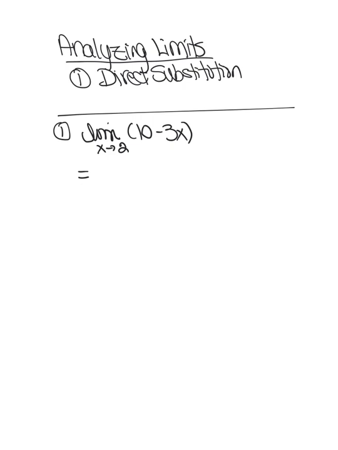In direct substitution, we're going to take this value here, and we're going to go into our function, and everywhere there is an x, we're going to replace it with a 2. So this becomes 10 minus 3 times 2, or 10 minus 6, which is 4. Notice that the limit notation goes away as soon as I make that direct substitution. And it really is as simple as that. Let's go ahead and try some more examples here.